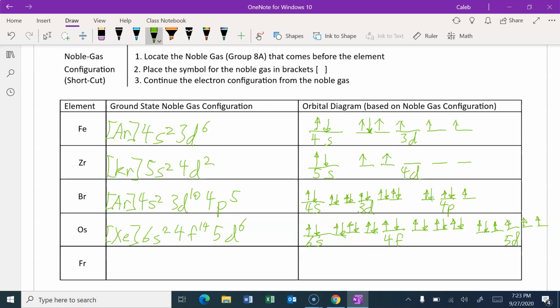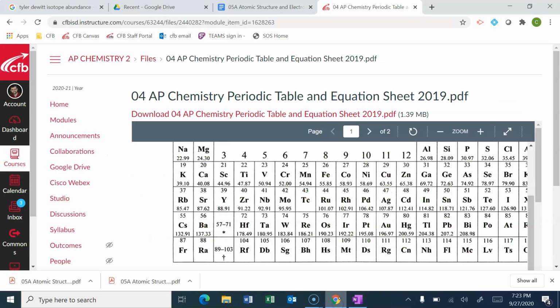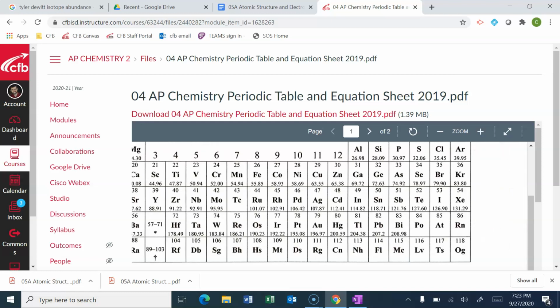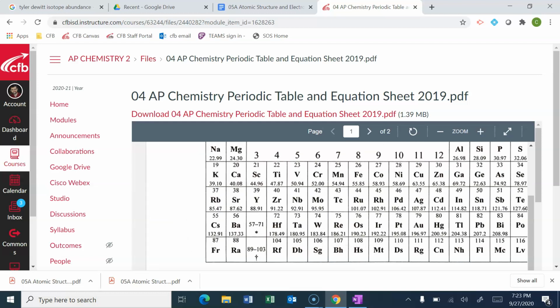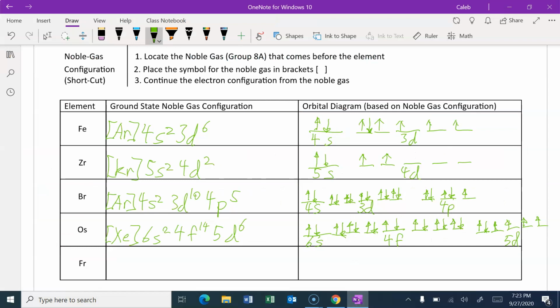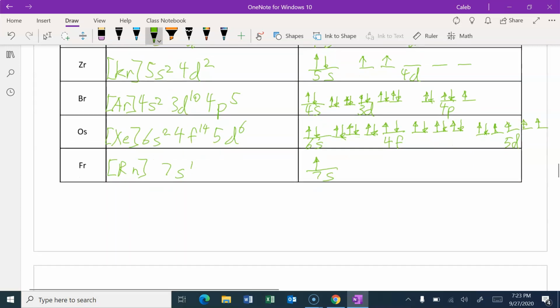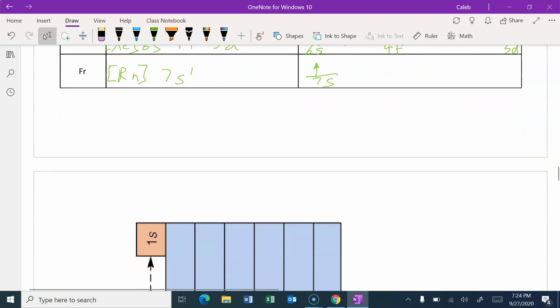Then we get to francium. This is the one, like I said, that's easy when you're doing noble gas because it's the first element in its period. So we're going to do Rn and then 7s1, and that's all. Rn, 7s1, which is just 7s with an up arrow, and that's it. All right, so let's keep going.